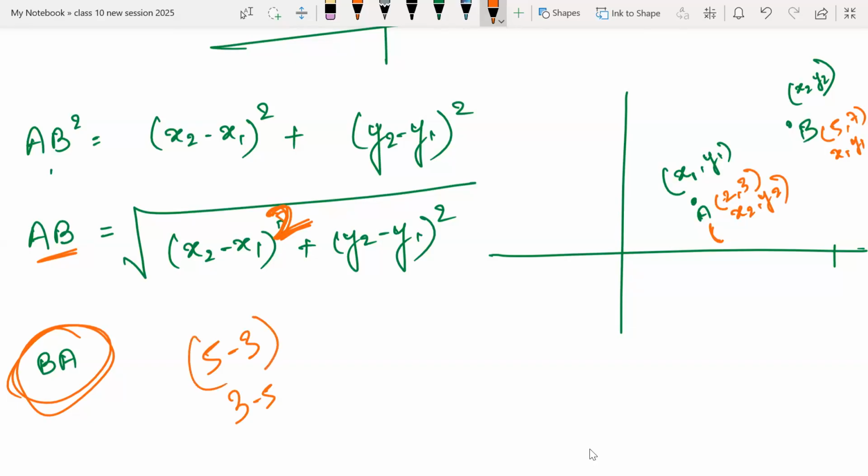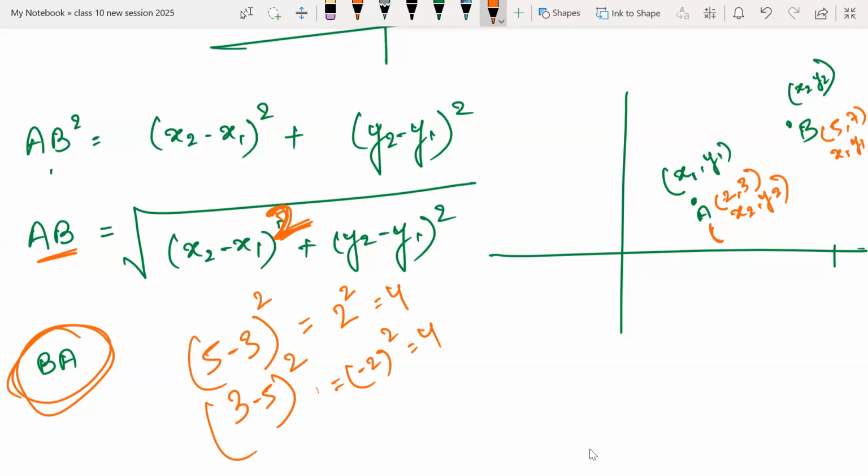If you do the square of this one or maybe this one, are you understanding these two are exactly the same thing? Why the same thing? Because here you will get 2 square, that is 4, and here you will get minus 2 whole square, that is again 4. Yes or no? Yes, ma'am.